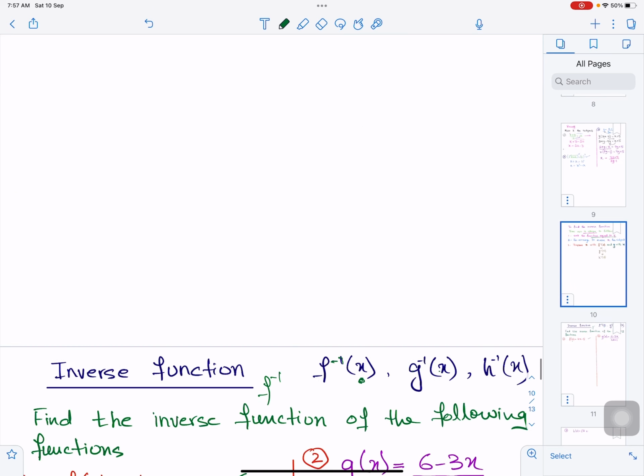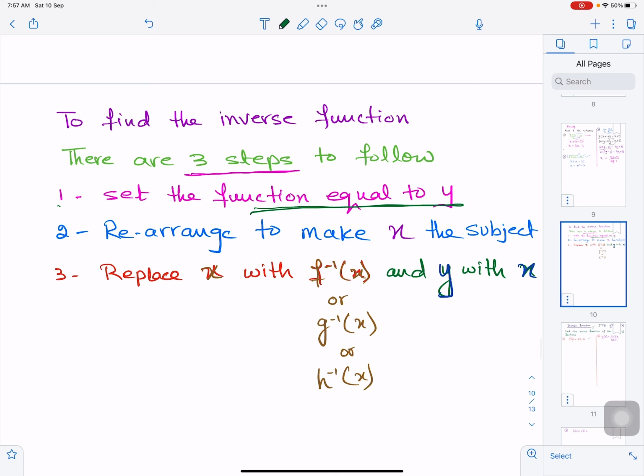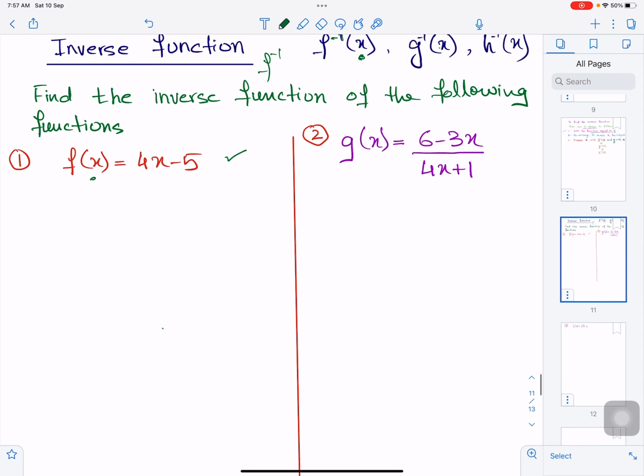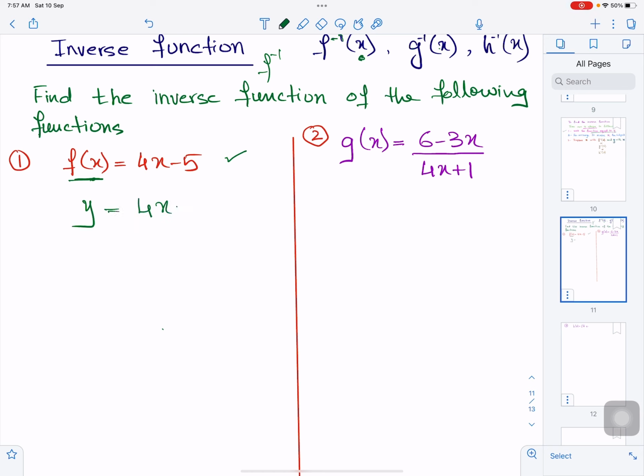First step, because I told you that to find the inverse function we need to follow 3 steps. Step number 1 is set the function equal to y. So in example 1, I will put y equals 4x minus 5.